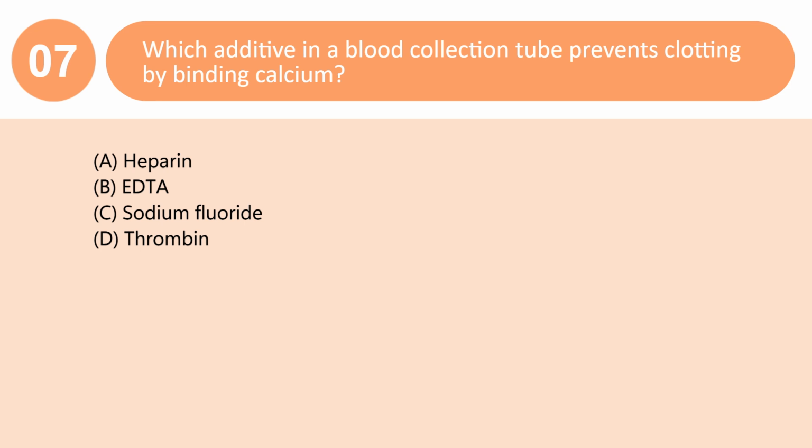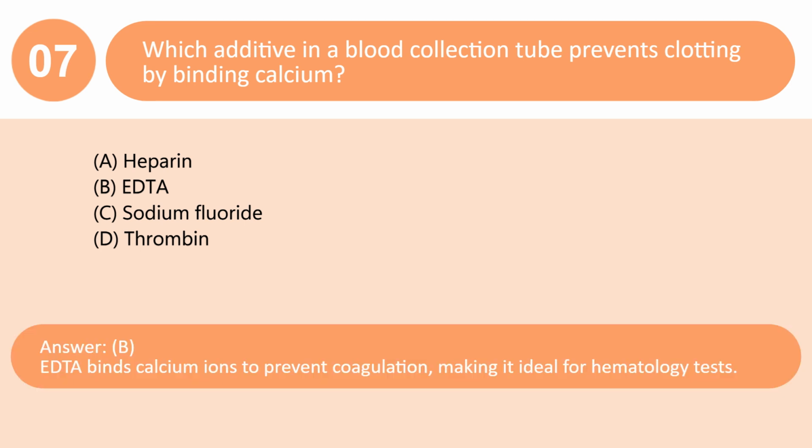A. Heparin. B. EDTA. C. Sodium fluoride. D. Thrombin. Answer: B. EDTA binds calcium ions to prevent coagulation, making it ideal for hematology tests.